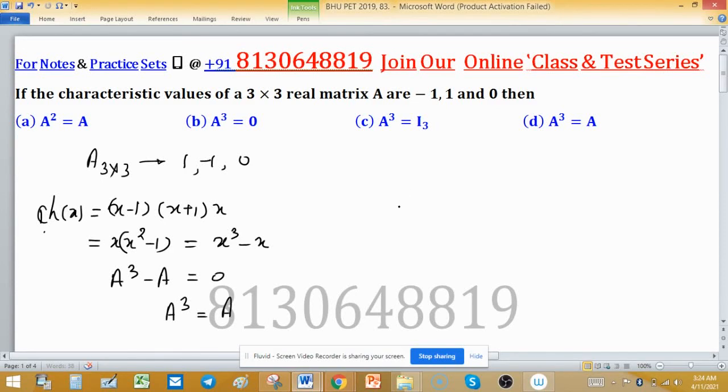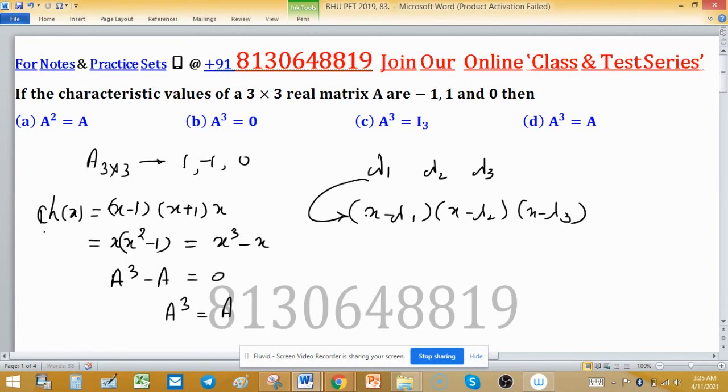Now, there is nothing more to do in this problem if you know the Cayley-Hamilton theorem and how to write the characteristic polynomial when eigenvalues are given to us. If lambda 1, lambda 2, lambda 3 are eigenvalues, then x minus lambda 1, x minus lambda 2, x minus lambda 3. Like this, we write the characteristic polynomial.